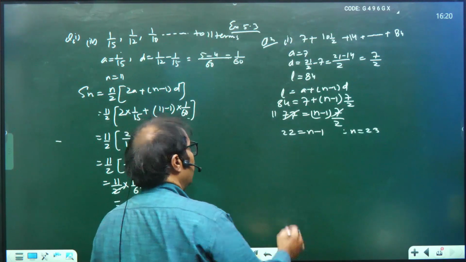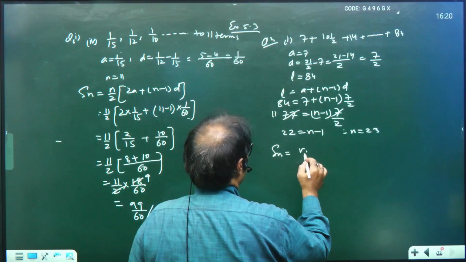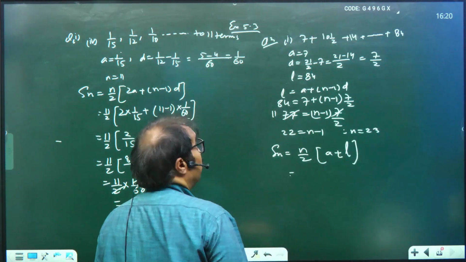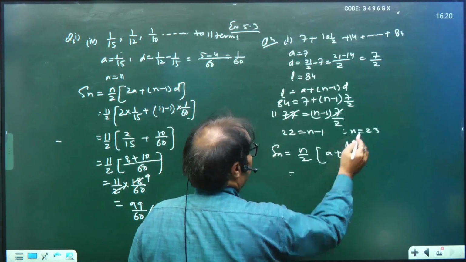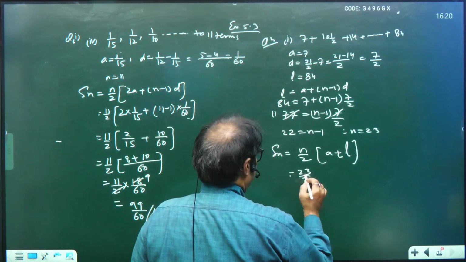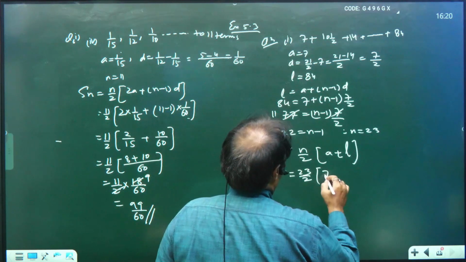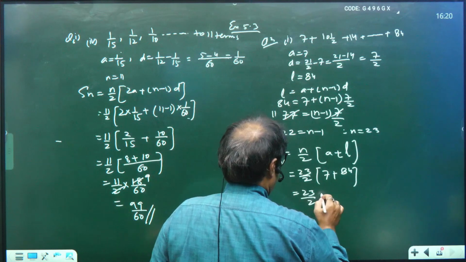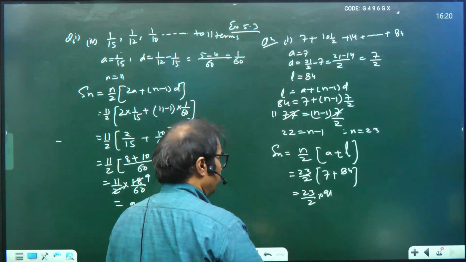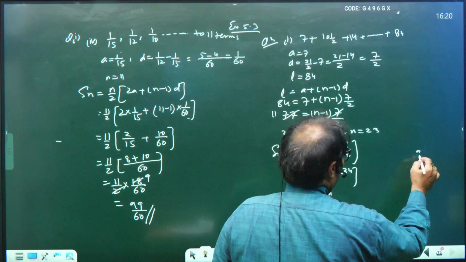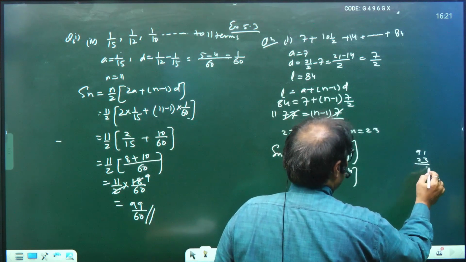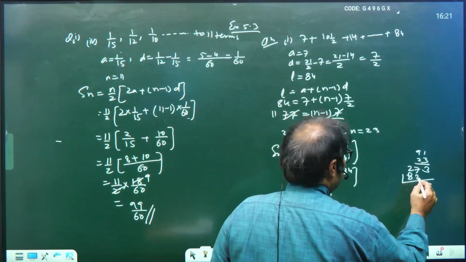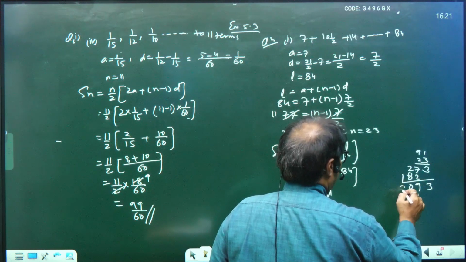We got the value of N, and then apply the formula Sn is equal to n by 2 into A plus L, right? So N is equal to how much? 23. 23 by 2, and A is 7 and L is 84. So this is 23 by 2 and 91. Okay, so no further cancellation. So find out the product of 91 and 23. 3 ones are 3 and 3 nines are 27. And 2 ones are 2 and 2 nines are 18.